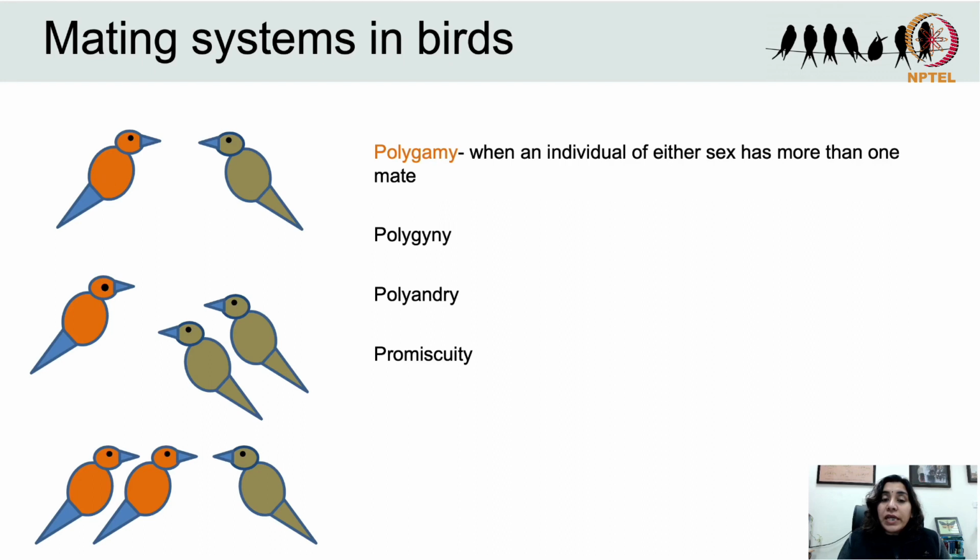There are different types of polygyny depending on various factors that drive the mating system, and we can discuss these later in the lecture. Polyandry, on the other hand, is a mating system in which a female mates with multiple males but a male mates with only one female. Polyandry is uncommon in birds and is mostly seen in shorebirds. Promiscuity, on the other hand, is where both the males and the females mate several times with different individuals.